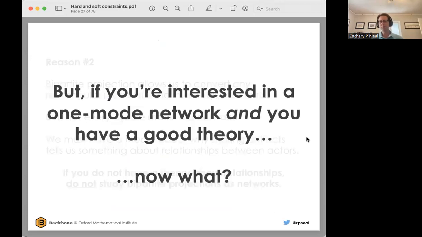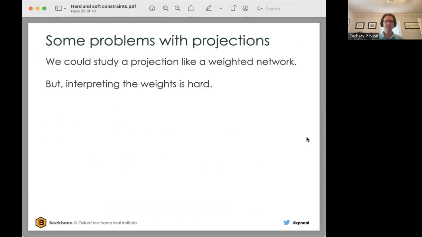But if we're interested in a one mode, a unipartite network, and we've got a good theory, then we can move forward with bipartite projections, and we have to figure out what to do then. So there's a couple problems with projections that make them tricky to study. So one possibility is we could just study our projection as an ordinary weighted network. The problem here is that interpreting the weights is sort of tricky.